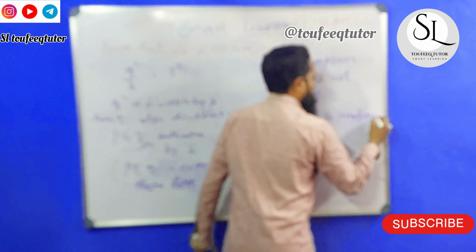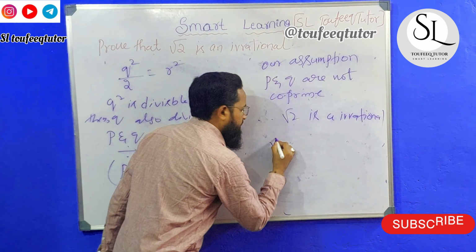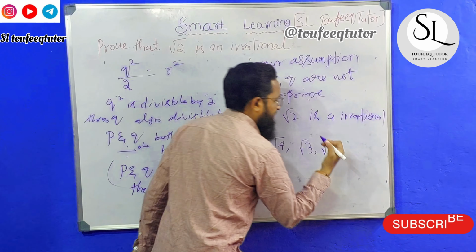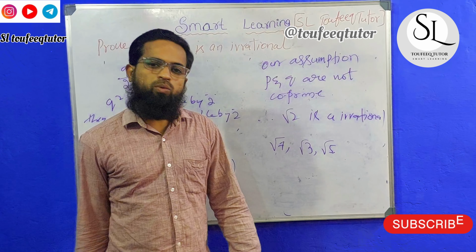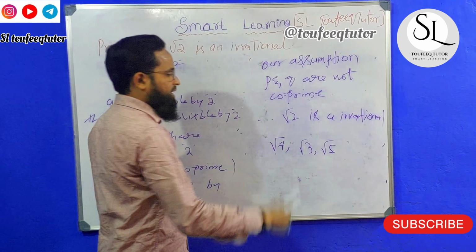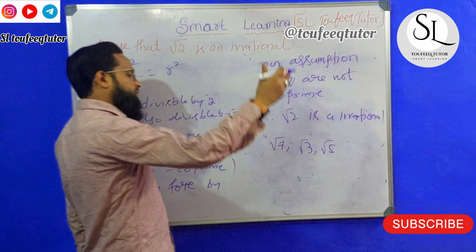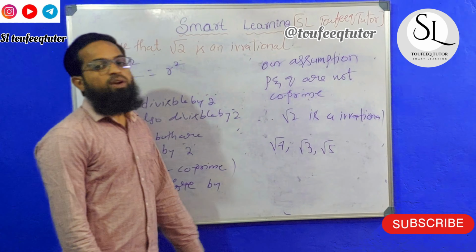irrational. So what if the numbers are changing? If root 7 is given, root 3 given, root 5 given, in such cases the same concept is to be followed. In the place of 2 we are replacing 7. Wherever the 2 comes, we have to replace the 7, or the 3, or the 5.